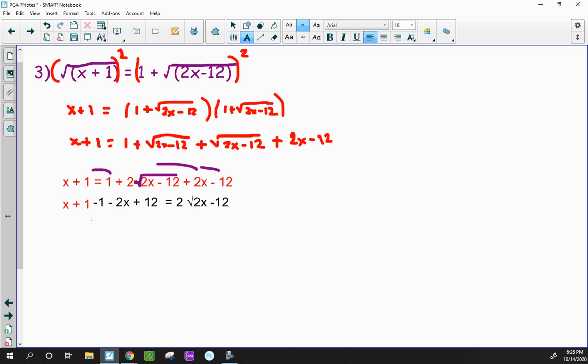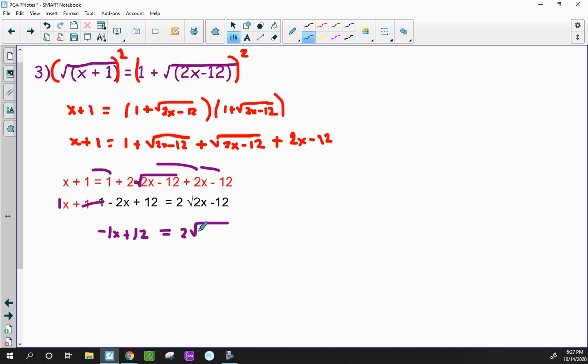Okay? And so on the left, you're going to see some terms cancel, like 1 minus 1 is going to go away. We're going to add or subtract 1x minus 2x, which is negative 1x. End up getting negative 1x plus 12 on the left side of the equation. And then on the right side, you're going to have 2 times the square root of 2x minus 12.